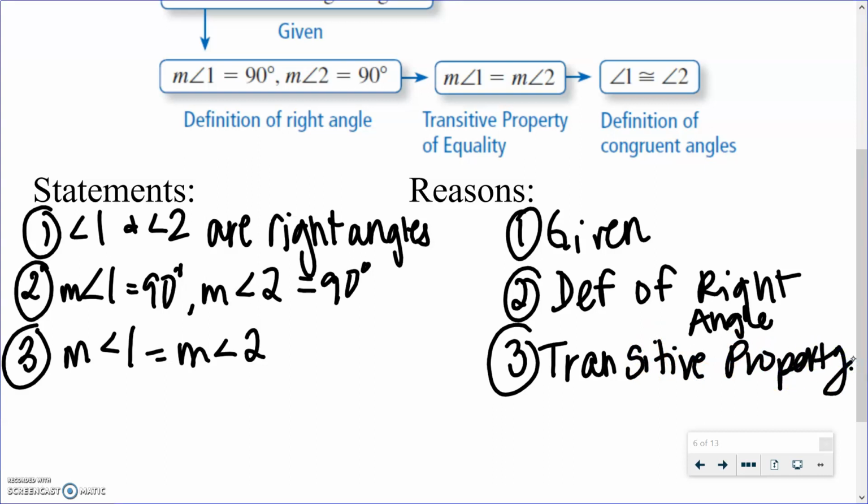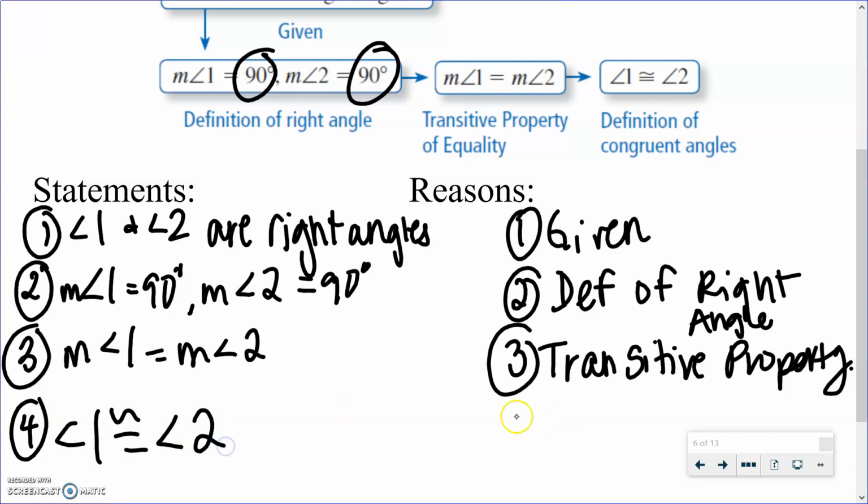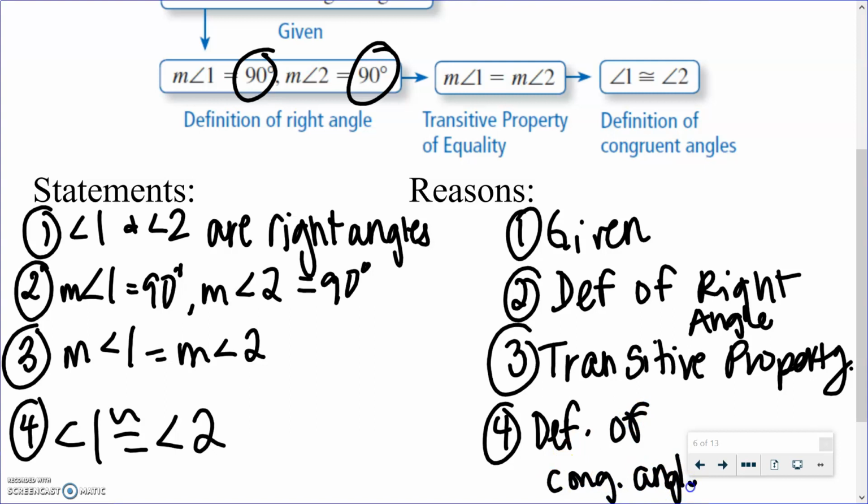Okay, and that's because we took these two from number 2 and took out the 90 and set them equal to each other. And then the last statement here is angle 1 is congruent to angle 2, and that is because of the definition of congruent angles. Sorry, I'm running out of room.